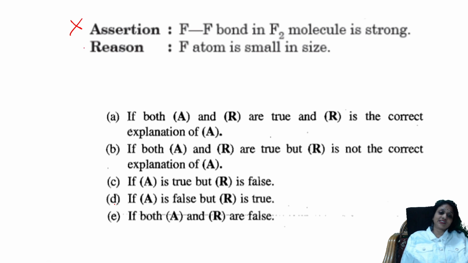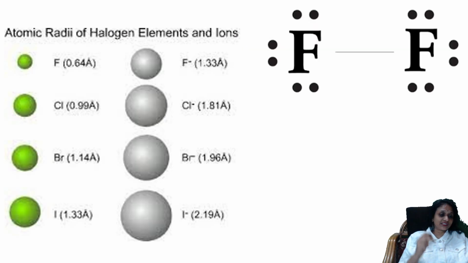Fluorine is small in size. This is right, so A is false. Reason is true. Let us reason it. Why is the F-F bond in the molecule strong? Why is it strong? Just say. They said the assertion is basically wrong.